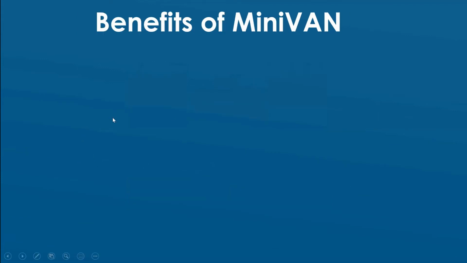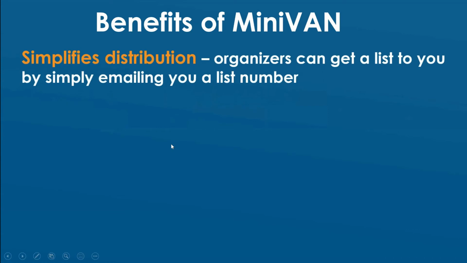So what are the benefits of using miniVAN? It really simplifies distribution. A PC will get a packet of information, and they will provide to each PC that they work with a list number. That provides all the data that the PC will need. The nuts and bolts of the information you need to talk to a voter will be right there in miniVAN.